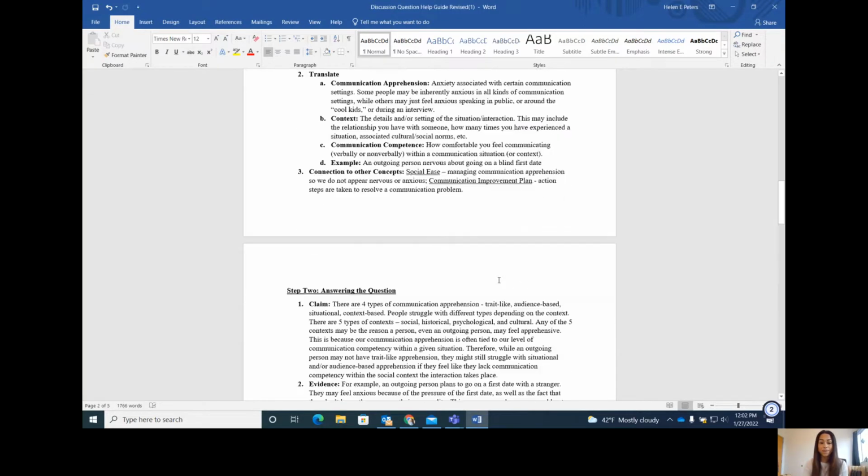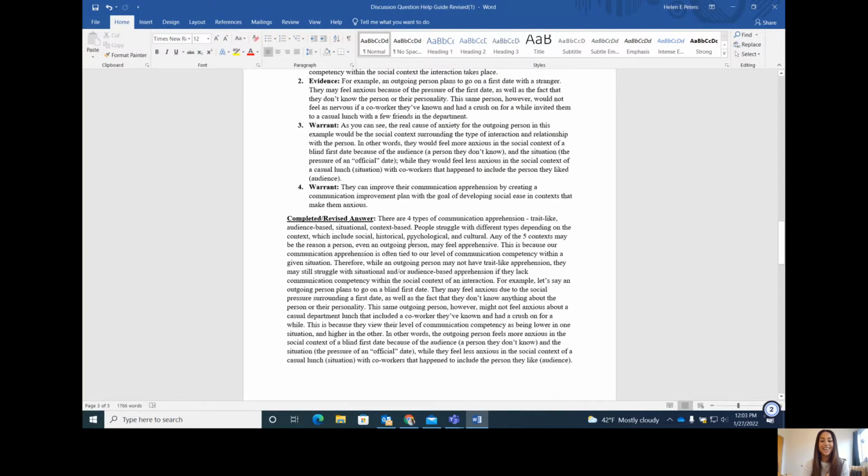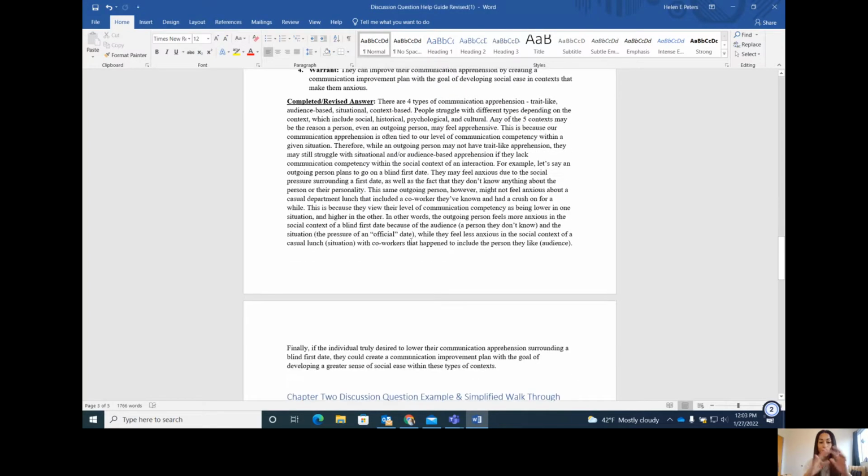So now I answer my question. Here you see it broken into different parts. You do not have to do it like that for the discussion question you post. You'll just write it in paragraph form. But I break up all the information I found into claim, evidence, and warrant sections. I did use the second warrant because there was an extra part to the question. Then I wrote my answer. There's my full, complete answer.